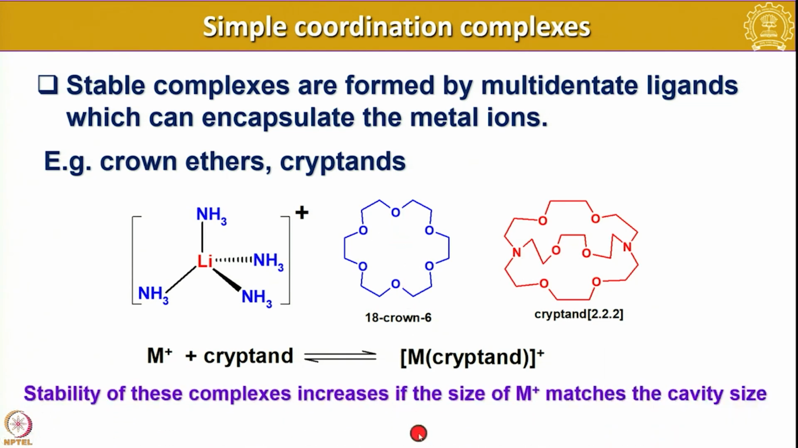Stability of these complexes increases if the size of M plus matches the cavity of the crown ether or cryptand we have chosen. So, from this point of view, one has to be extremely careful in knowing the size of the metal and also the size of this cavity. So that if the cavity matches well with the size of the cation, then it is very difficult to dislodge the metal center, as a result this is more stable.